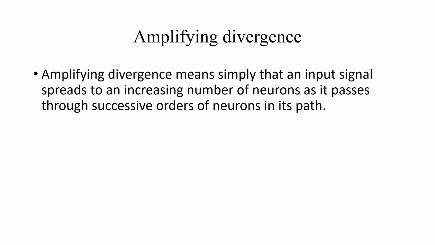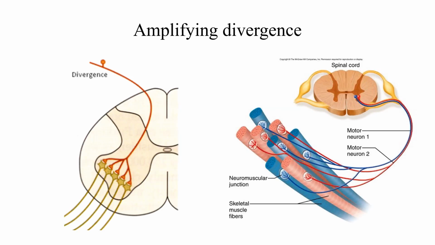Divergence can be important to act as an amplifying process in which an input signal can spread to a large number of neurons or effectors to reach a certain function. An example is a motor unit, which is the motor neuron that's supplying several muscle fibers. All these muscle fibers are supplied by the same motor neuron, so they can contract as one unit at the same time, amplifying the signal.